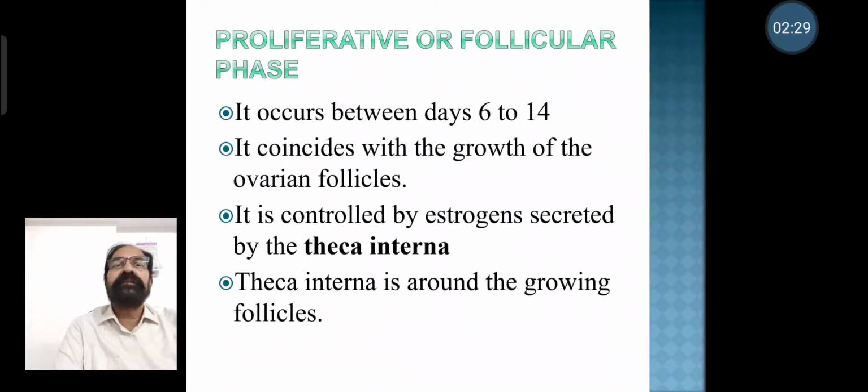It occurs then follicular or proliferative phase. It occurs between 6 to 14 days. It coincides with the growth of ovarian follicles. It is controlled by estrogen secreted by theca interna. Theca interna is around the growing follicles.